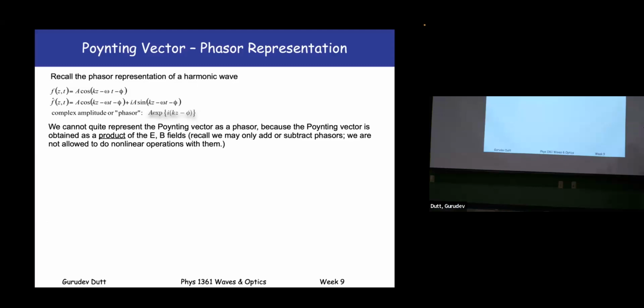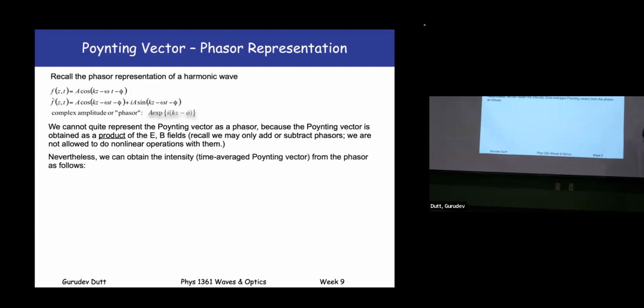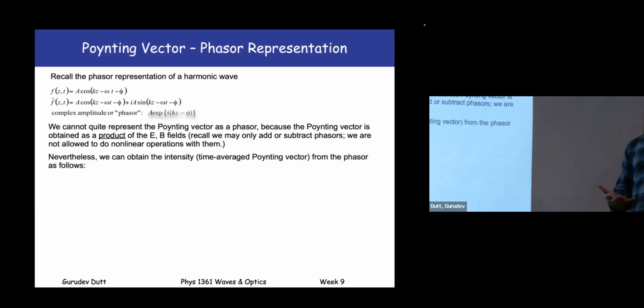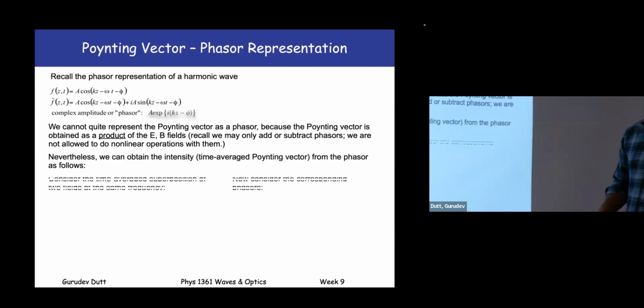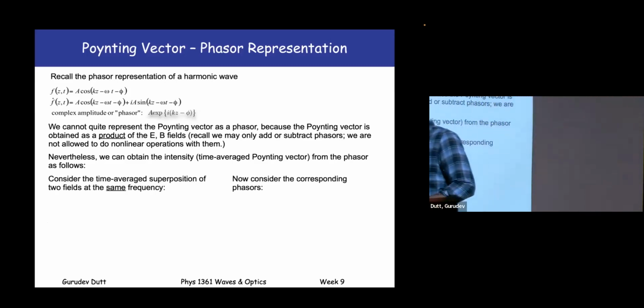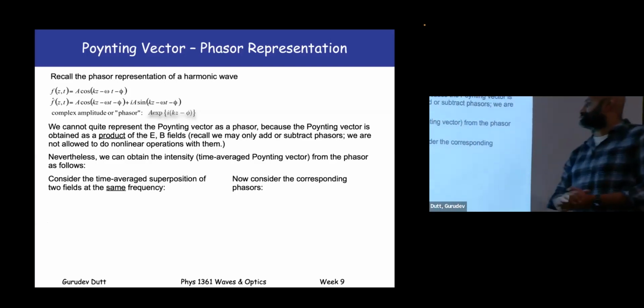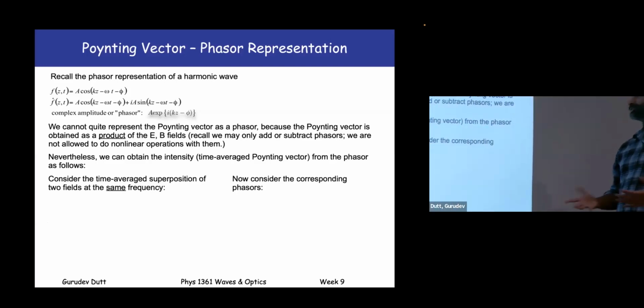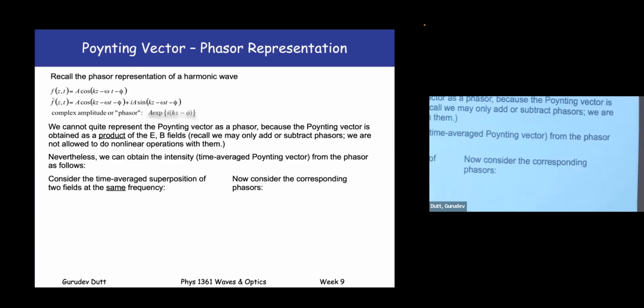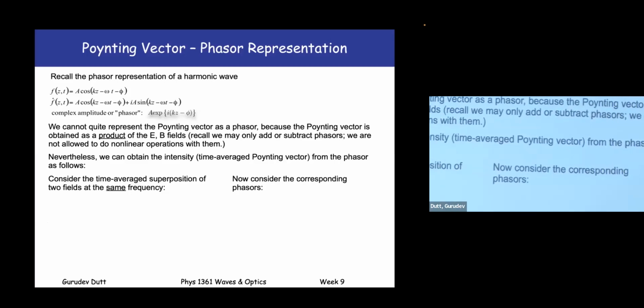So we can't directly take the product of E times B, or take the square of E, because we are forced not to do that by the phasor rules. But we can show, again, that we can obtain the intensity, the time average Poynting vector, from the phasor as follows. Here are just the two fields themselves at the same frequency. We're assuming the frequency is the same, because it is the same for that particular wave, and we're just considering the time average superposition of those two waves.